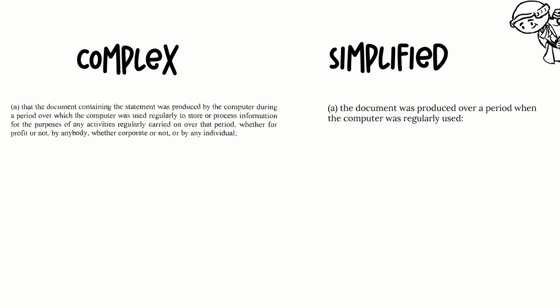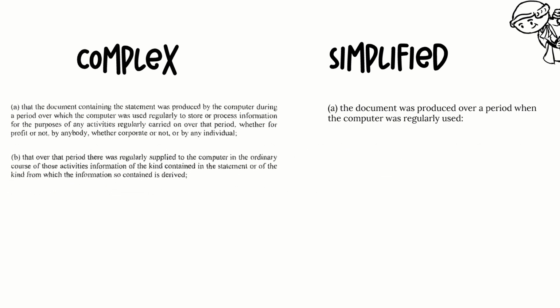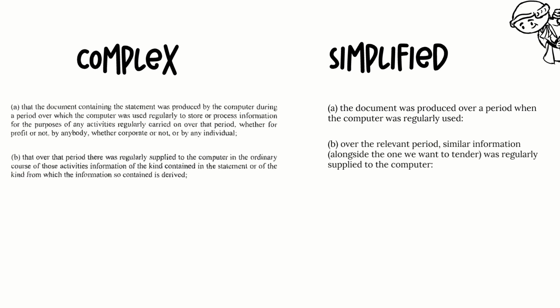Boring version. B. That over that period there was regularly supplied to the computer in the ordinary course of those activities information of the kind contained in the statement or of the kind from which the information so contained is derived. Simple version. B. Over the relevant period, similar information alongside the one we want to tender was regularly supplied to the computer.